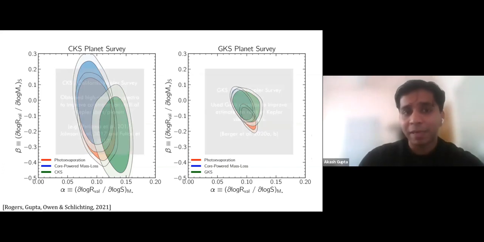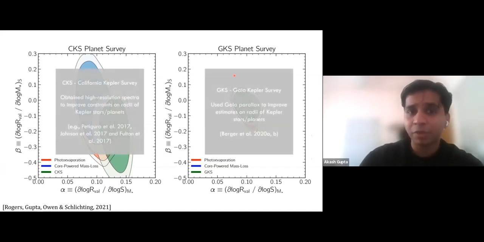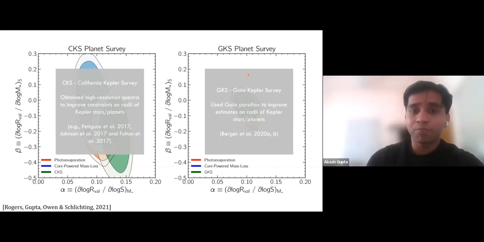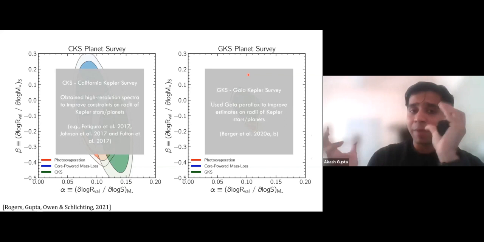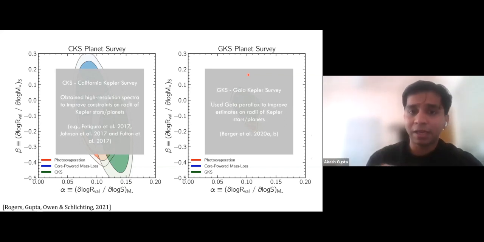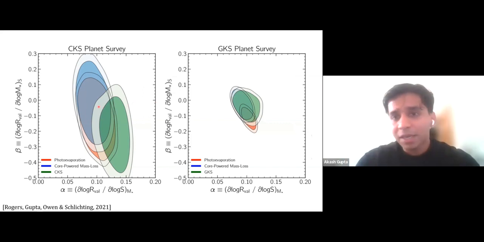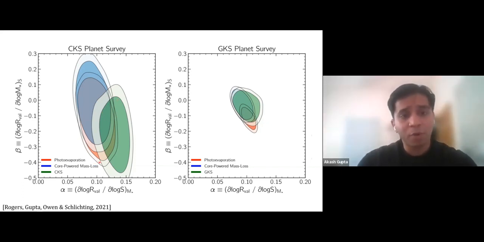By CKS, I'm referring to the California Kepler Survey, where this study used high-resolution spectra to get better constraints on planet radii. Whereas by the GKS, I'm referring to the study by Travis Berger and his collaborators, where they used Gaia parallax to get a better handle on the planet radii. And the main takeaway from this plot is basically that there's a significant overlap between what we expect from the observations and what our models are telling us.